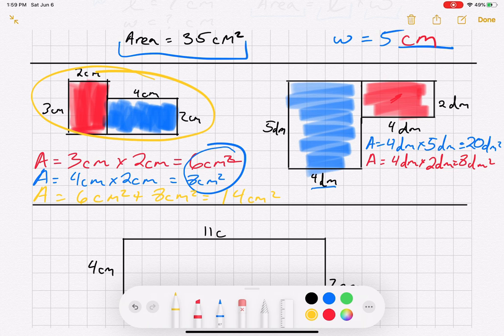Now I'm going to put my whole shape back together. To find the area, I take from my blue shape 20 decimeters squared plus, for my red shape, 8 decimeters squared. And I add those back together, so the area for both shapes together is going to be, sorry, 28 decimeters squared.